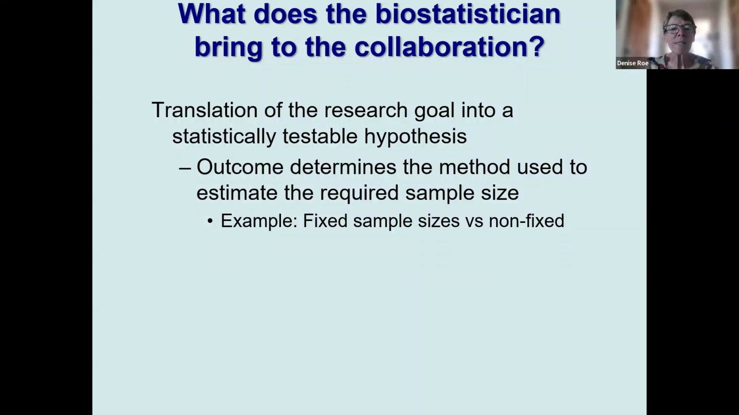Okay, so what do I as a statistician bring to the collaboration? Well, I take your research goal and I translate it into a statistically testable hypothesis. So the outcome that you propose determines the method used to estimate the required sample size. Now, often we have a fixed sample size versus a sample size that we do have the capability to expand as needed.